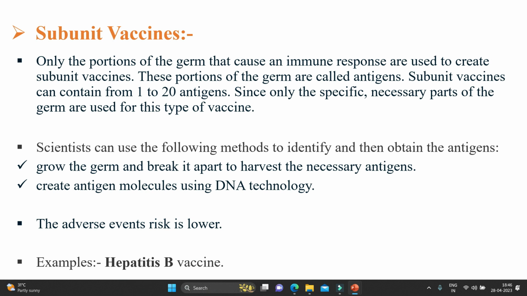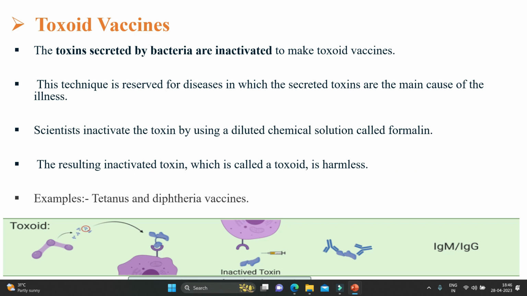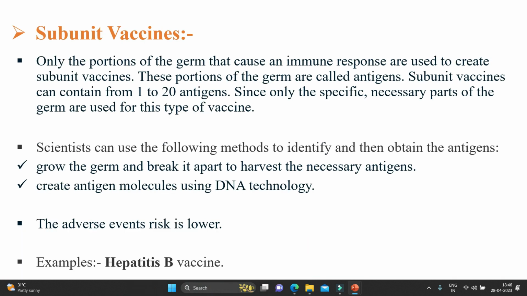Subunit vaccines. Only the portions of the germs that cause an immune response are used to create a subunit vaccine. These portions of the germs are called antigens. Subunit vaccines can contain from 1 to 20 antigens, since only the specific necessary parts of the germs are used in these types of vaccines. The following methods are used to obtain the antigens: grow germs and extract the necessary antigens from the harvest, or create antigen molecules using DNA technology, as in hepatitis B vaccines.